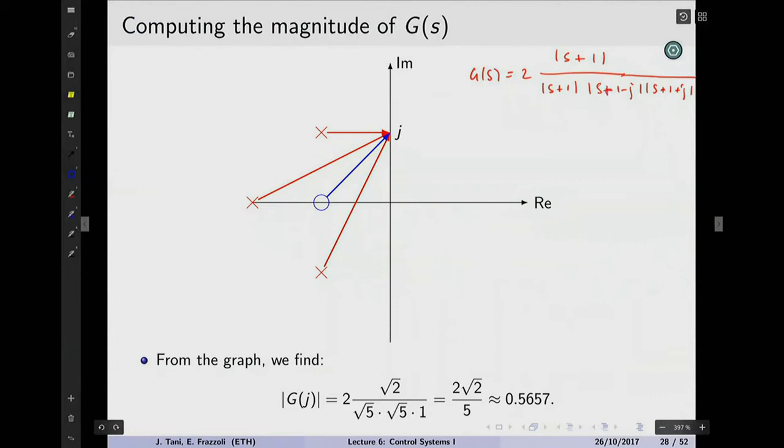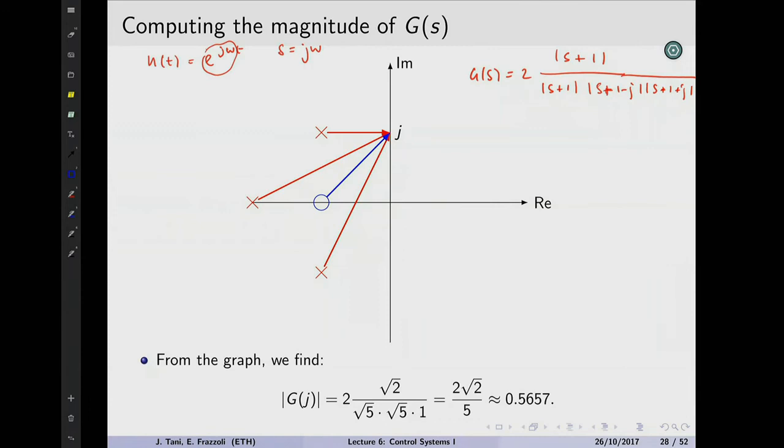Okay, so how do we parse the response of this? We want to ask ourselves, what is the response when we send an input that is e^(jωt)? So this has a component where s is basically just jω, it's purely imaginary. This is the imaginary axis. So, okay, what is the magnitude of the transfer function as a response to this input signal?